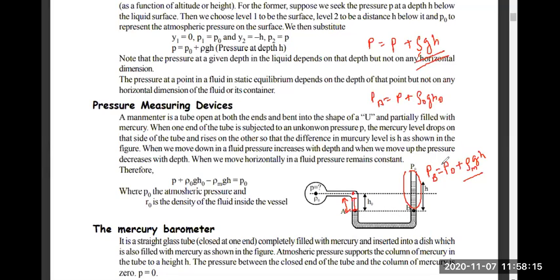Now A and B are at the same level, yes or no? A and B are at the same level. So if A and B are at the same level, then the pressure should be equal. So can I equate these two? Try to equate these two. If you equate these two, what will we get? We will get P plus rho naught G H naught. I'll just rub these, okay?